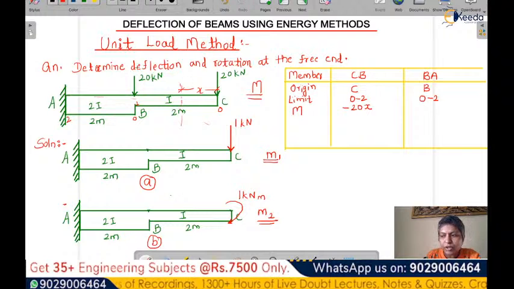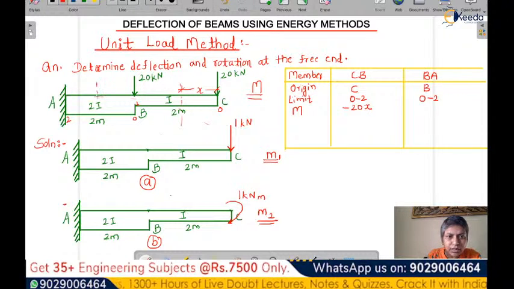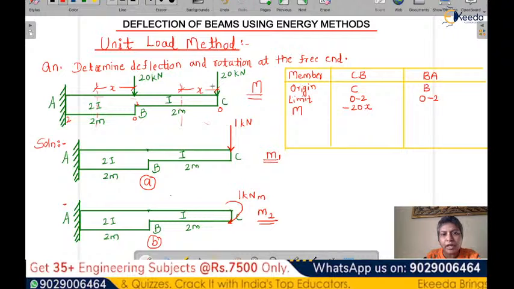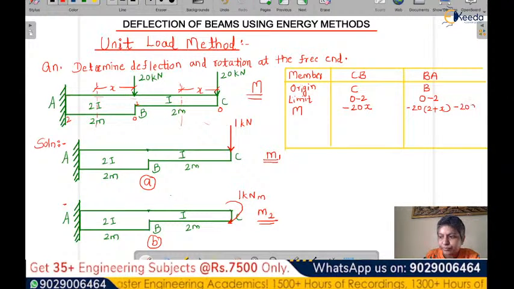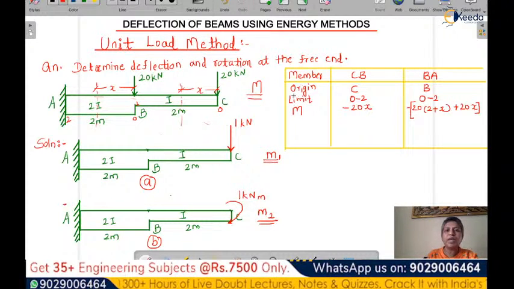Now for the BA portion, when you consider a distance x over here, the distance x will be from this point. So we will write 20 into 2 plus x, because this whole 2 meters plus x, and then minus 20 into x. Or simply, when you take the minus outside, our equation will be like this. This is our equation because of the external loading.